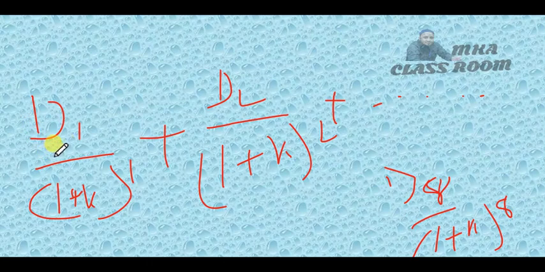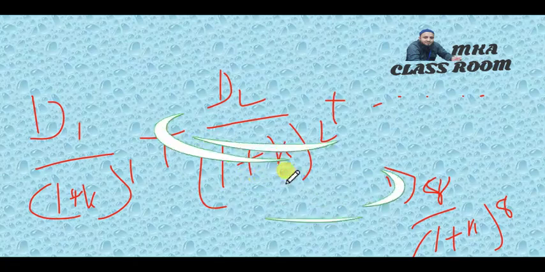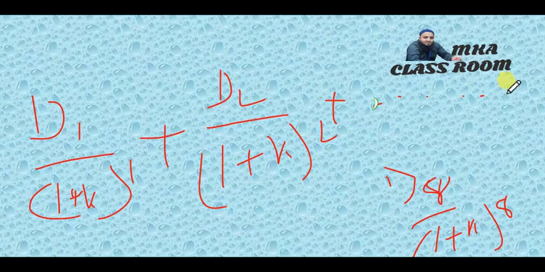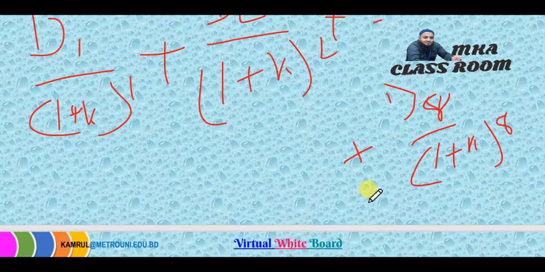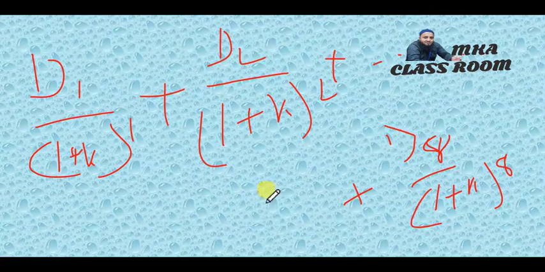So you can see d1 divided by (1 plus k) power 1, plus d2 divided by (1 plus k) power 2, and it continues, and lastly you will see d8 divided by (1 plus k) power 8. So in this way you can do it on your own calculator, no problem. You can do this in this way.